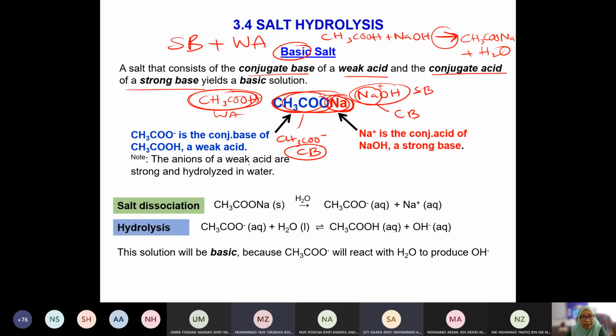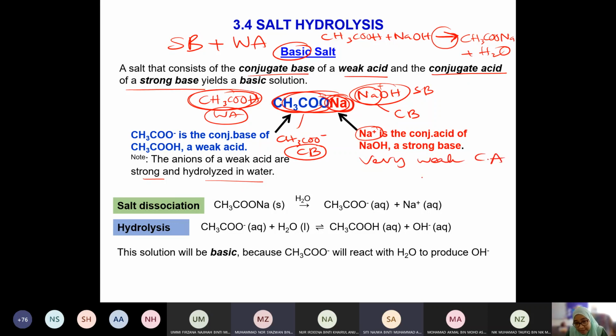The anion of a weak acid is strong and it will hydrolyze in water. The weak acid is weak, but its conjugate base is stronger. Stronger means it has the tendency to react with water. If it is very weak, it will not react with water to produce H3O plus or OH minus, like sodium plus. It's very weak.